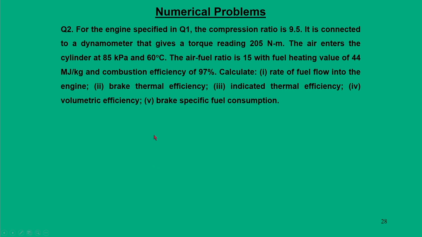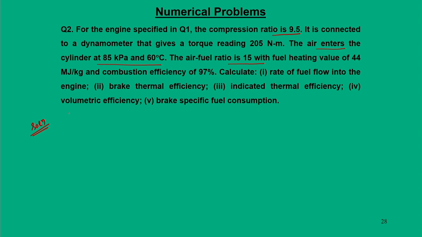The next problem is for the same engine specified in question 1. The other data given is the compression ratio, which is required because we need to calculate certain terms. Also, the air fuel ratio is 15, and air enters the engine at 85 kilopascal and 60 degree centigrade. Our main intention is to calculate the fuel flow rate into the engine, brake thermal efficiency, indicated thermal efficiency, volumetric efficiency, and brake specific fuel consumption. Now, let us start one by one.